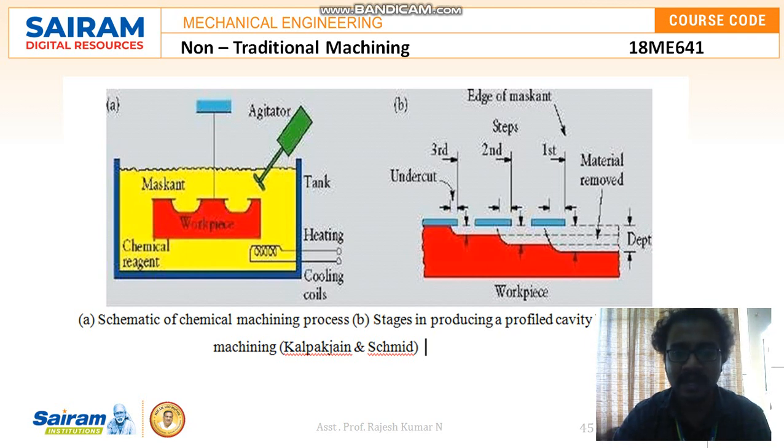Whenever I am heating, the metal removal takes place as a result of ionization. Cooling is where I stop the process. You can see three different stages showing how the edge of the maskant is cut. This is the depth of metal removed, in the first, second, and third phase. These are the stages by which we can see the metal removal rate in the chemical machining process.